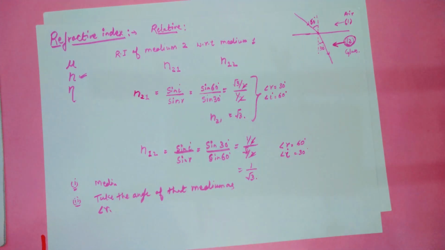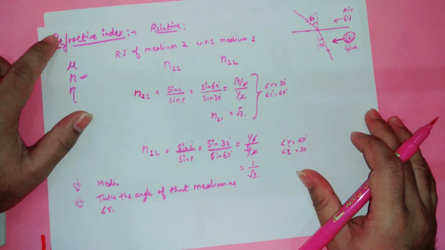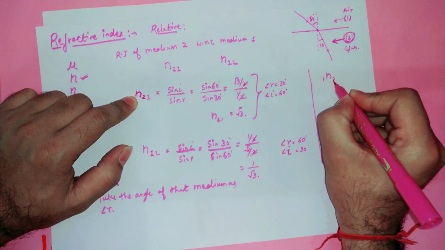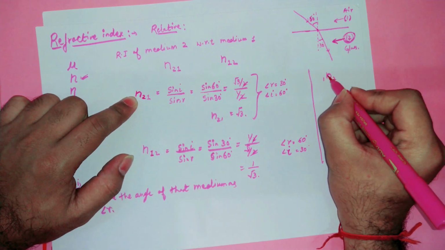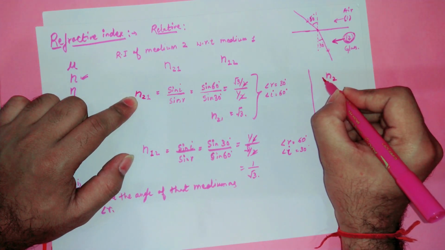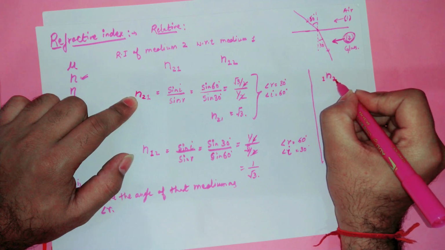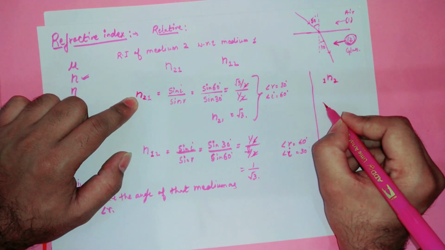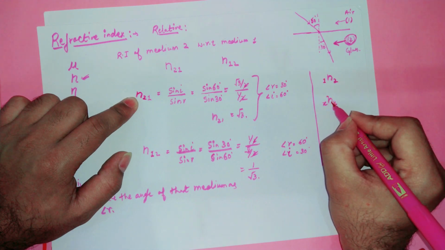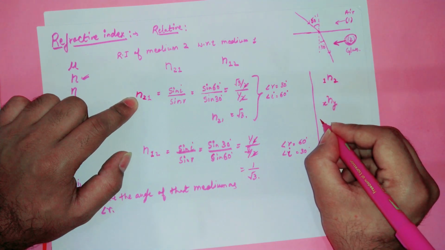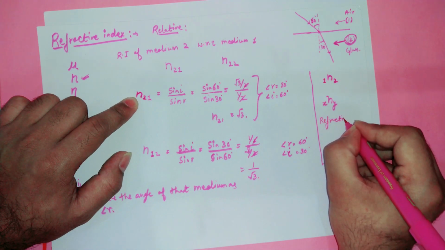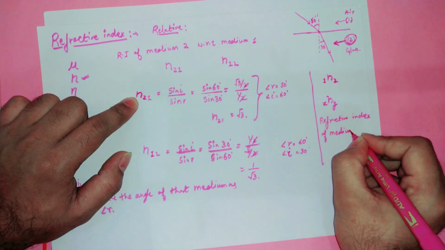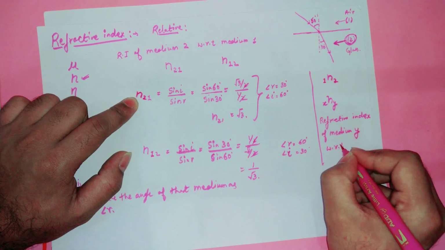Okay, so sometimes in many books it is written, suppose n21 is written as 1 2. So don't get confused, this is also the refractive index of medium 2 with respect to 1. So this is the medium for which we are calculating, and this is the one it is with respect to. Suppose we have x and y. It means the refractive index of medium y with respect to x.